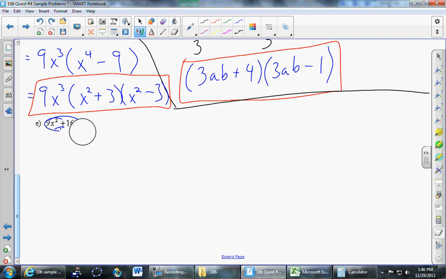So how do we factor this? We don't. There's no formula for the sum of two squares. This one is prime or cannot be factored.